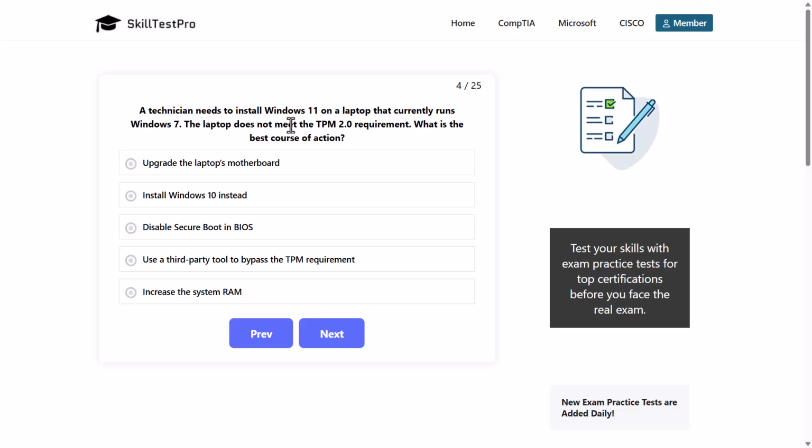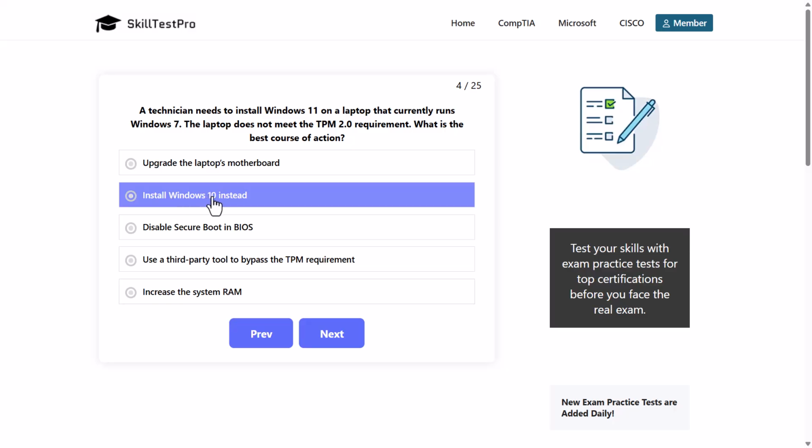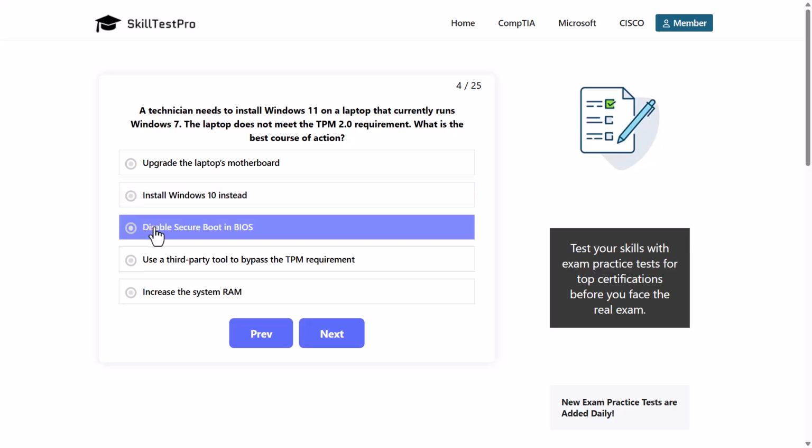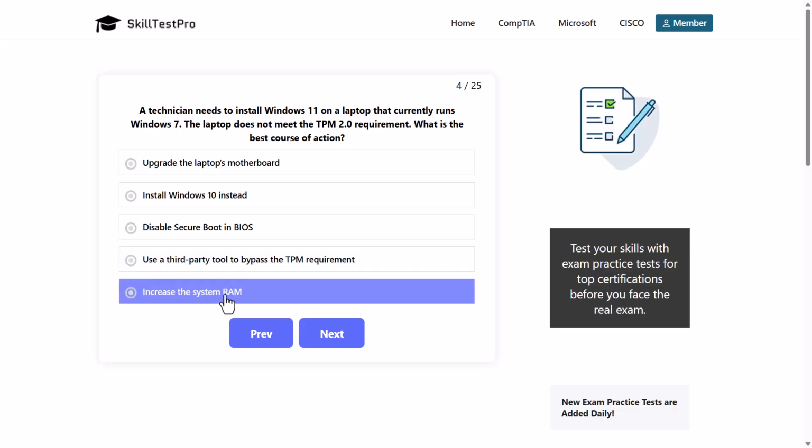The laptop does not meet the TPM 2.0 requirements. What is the best course of action? Upgrade the laptop's motherboard, install Windows 10 instead, disable Secure Boot in BIOS, use a third-party tool to bypass the TPM requirement, or increase the system RAM.